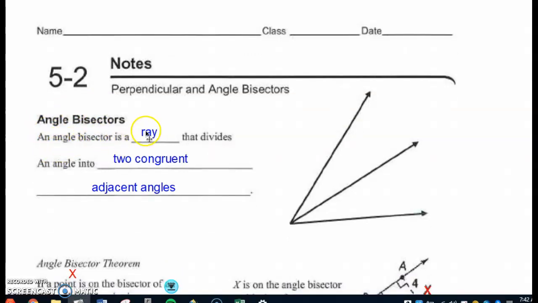An angle bisector is a ray, so this segment right here is going to be a ray. It starts here, keeps on going. It divides the angle into two congruent adjacent angles, so that this little angle and this little angle are congruent. They're exactly the same. They're next to each other.